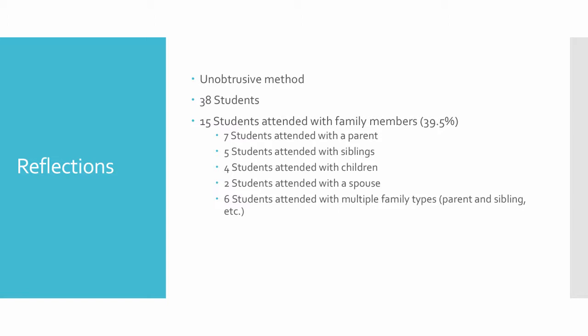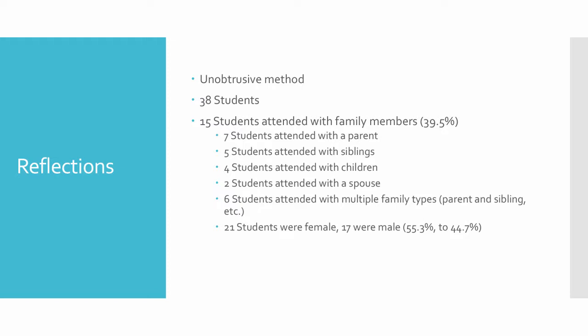Of those students that attended with family members, 6 of those above attended with multiple family types. So those multiple family types typically were a student that was attending with a parent and 1 or multiple siblings, or in some cases there was 3 generations where a student was attending with both a child and with a parent, or with a sibling and a child.